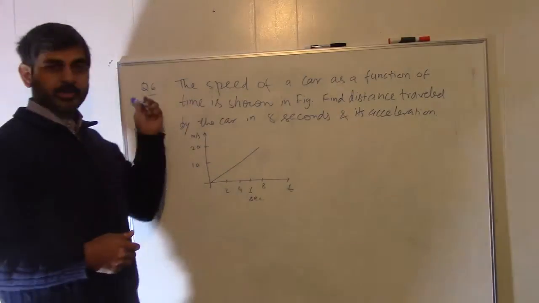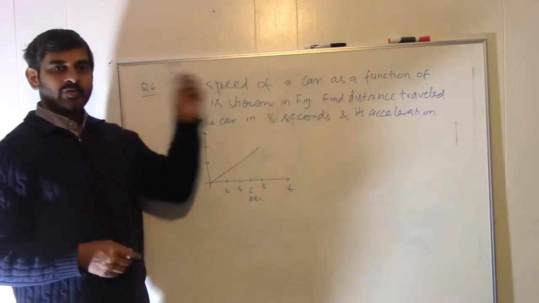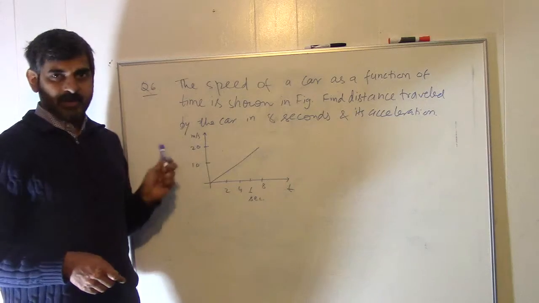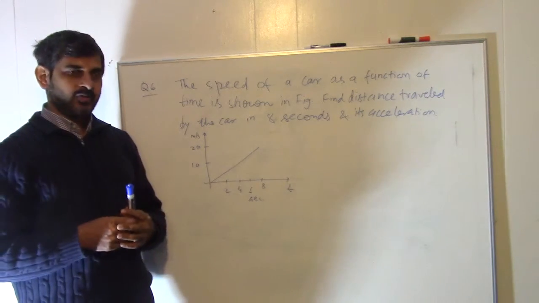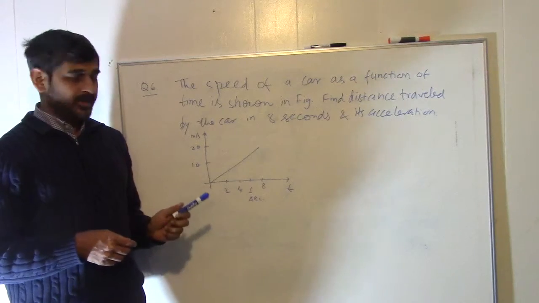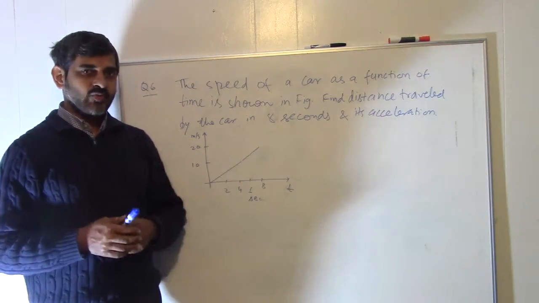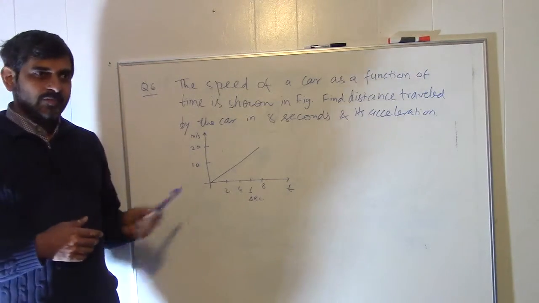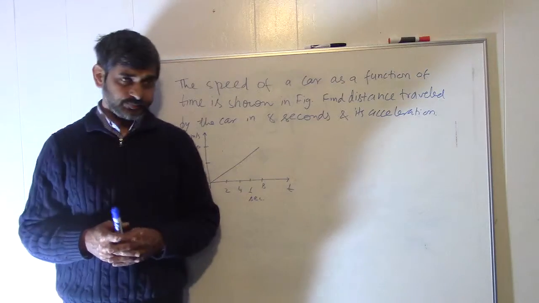This is question number 8 from S.C. Verma's book. We are given a car's graph. The time is on the x-axis and velocity is on the y-axis, and the velocity is increasing with time. We are required to find the distance traveled by this car in the period from 0 to 8 seconds.